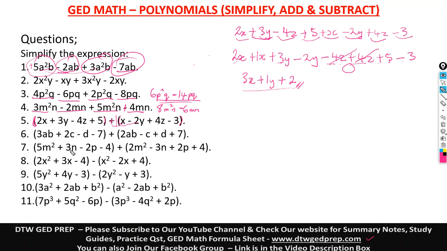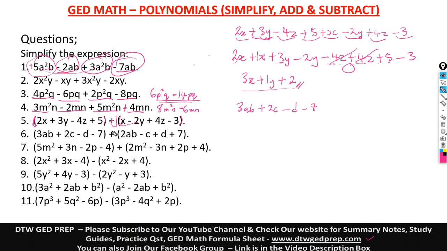Okay, now let's get on to question 6. Now this is question 6. So since there's nothing here, I will just open this up. So we have 3ab plus 2c minus d minus 7.